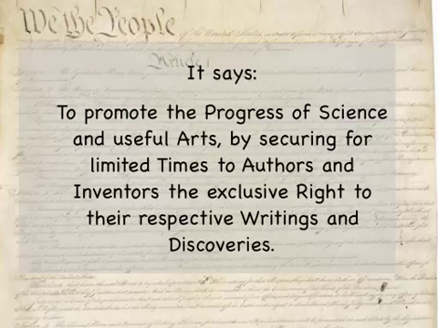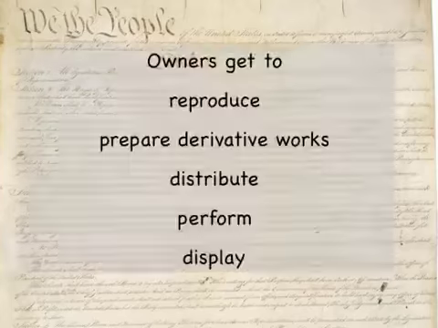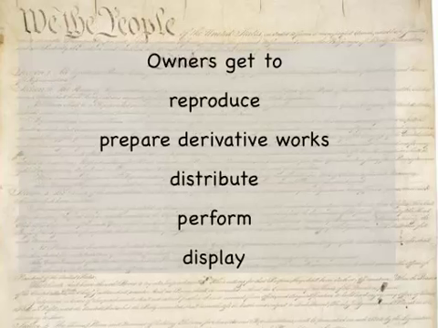And so the idea was that if you created something, you got the right to reproduce it, make different versions of it, figure out how it was going to get distributed to people. If it was a song, perform it. If it was an artwork, display it. You owned the right to do that, and others who wanted to do those things with your work had to get permission from you. Well, the Constitution said limited times. They probably meant about 20 years.